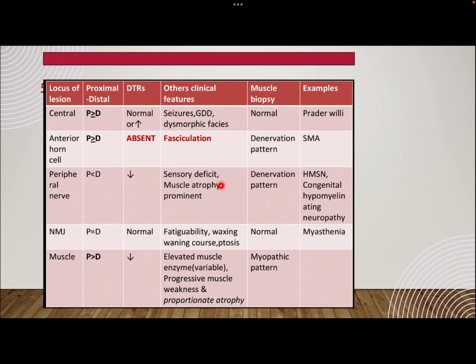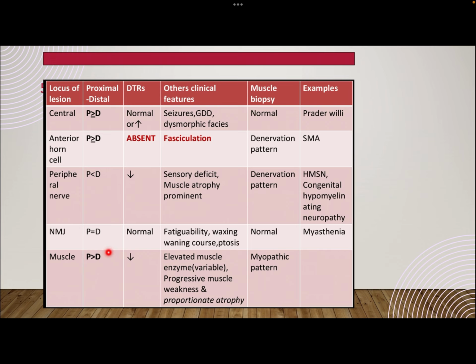In peripheral nerve defect, the DTRs will be decreased. There can be sensory deficits also with muscular atrophy. Denervation pattern is also seen, and hereditary motor sensory neuropathy is one of the examples of the peripheral nerve defects. In neuromuscular disorders, proximal and distal are both affected. There'll be a normal DTR, there'll be fatigability, waxing and waning course with ptosis. The muscle biopsy will be essentially normal. The example is myasthenia.